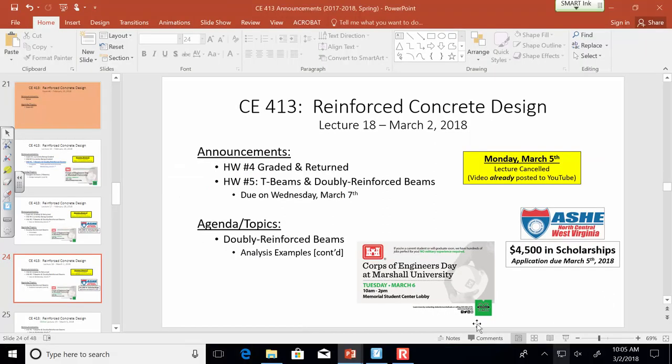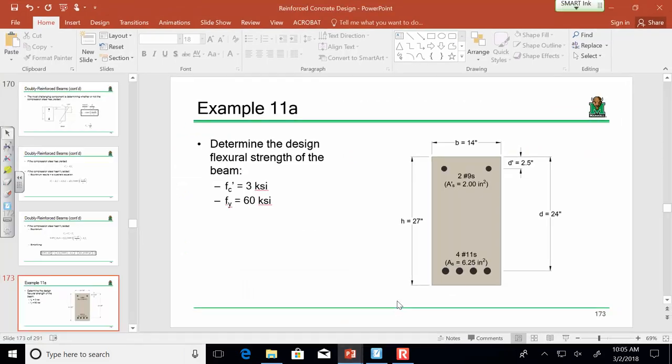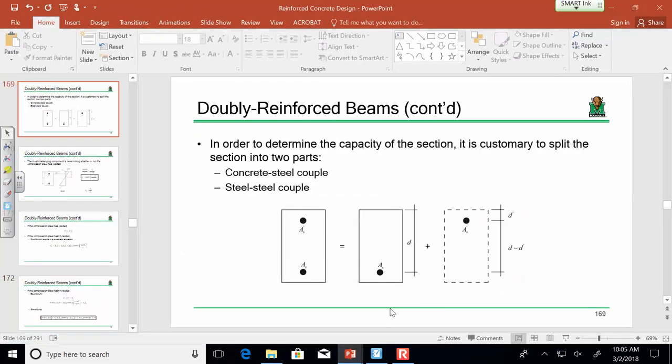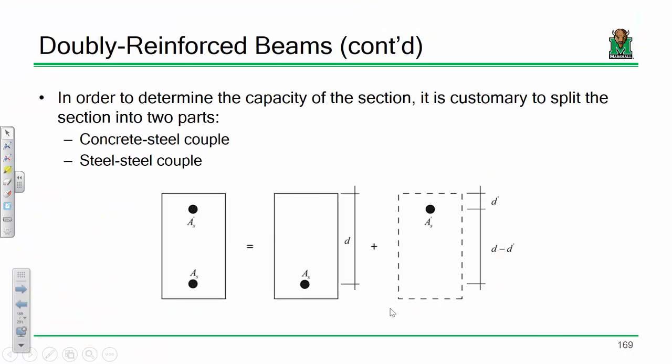Let's get back into what we were discussing last time, which was doubly reinforced beams. Now, I want to very quickly go back through some of the mathematical issues just so everybody's aware. We're going to finish example 11A real quick and then dive right into 11B. So if you recall, we're dealing with a situation, it's kind of a lot like a true T-beam where we have two couples that we have to add together. We have the couple generated by the concrete in compression, and then we have the couple generated by the compression steel.